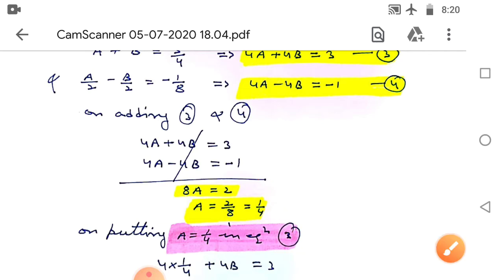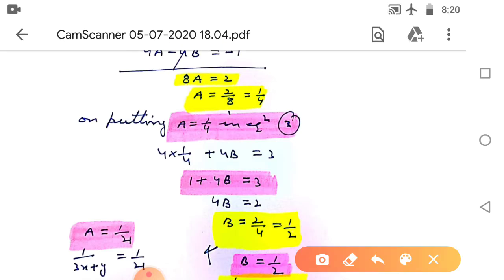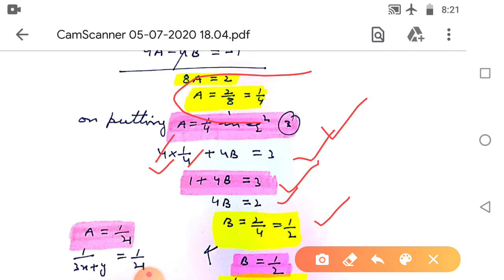Now on putting the value of a as 1 by 4 in equation 3, we get 4 into 1 by 4 plus 4b is equal to 3, and this 4 cancels with 4, we get 1 plus 4b is equal to 3. So 4b is equal to 3 minus 1, that is 2, and the value of b is 1 by 2, right? The value of a is 1 by 4 and the value of b is 1 by 2.